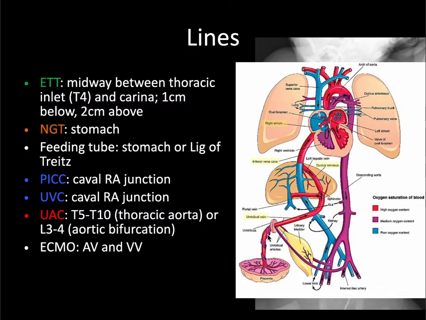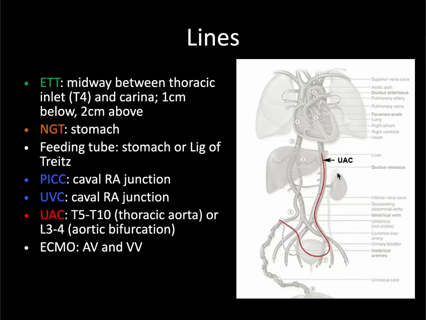The umbilical arterial catheter will go from the umbilicus down the umbilical artery and coursing up through the common iliac artery and up the ascending aorta on the left side of the spine. So that's how you'll tell the difference between the UAC and the UVC. Here's an example again of the UAC coursing down first and then making a tight turn up towards the left of the spine of the thoracic aorta.